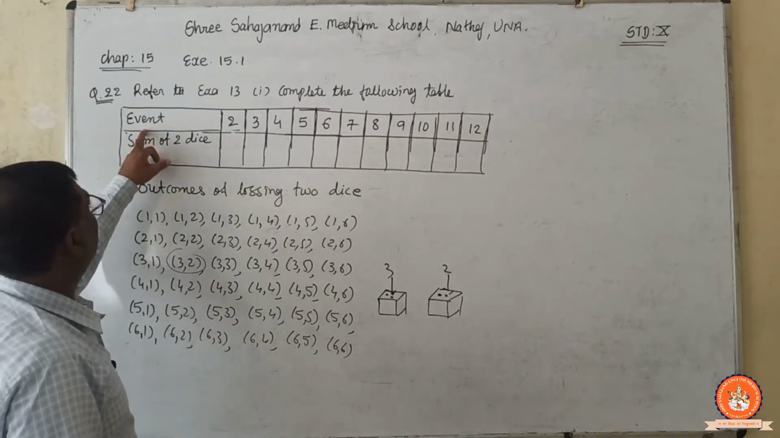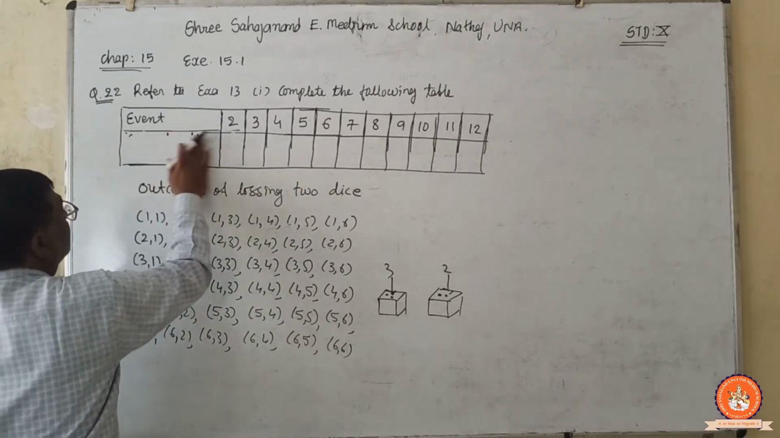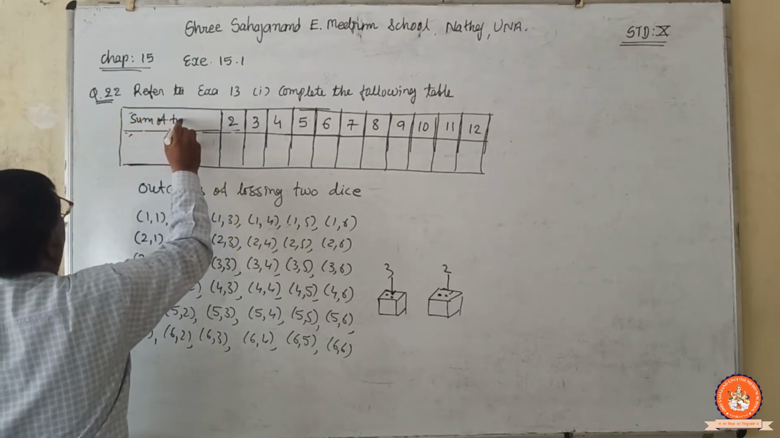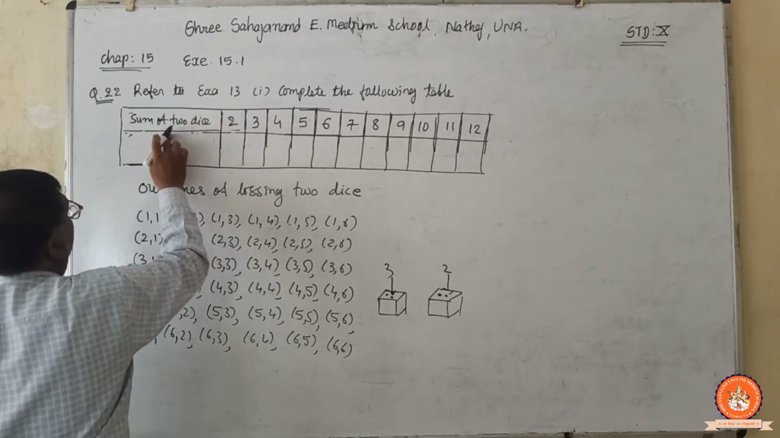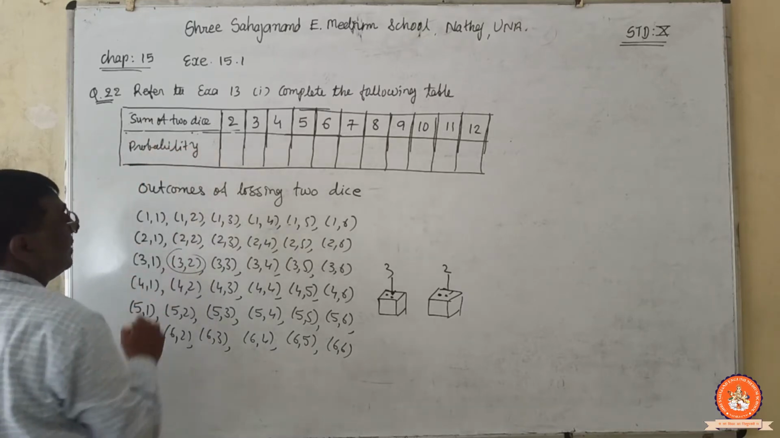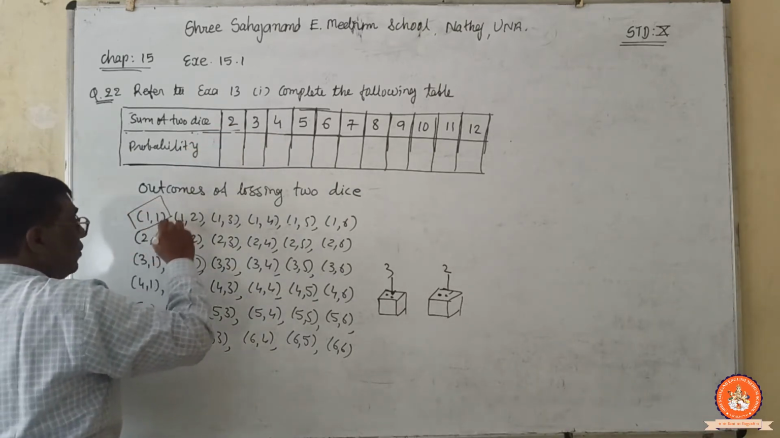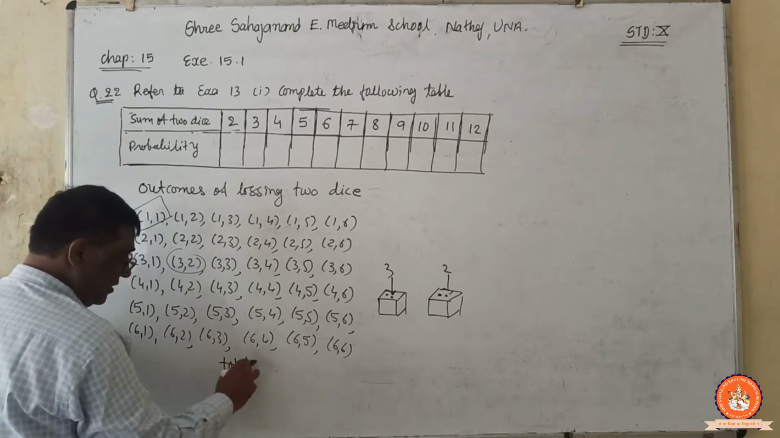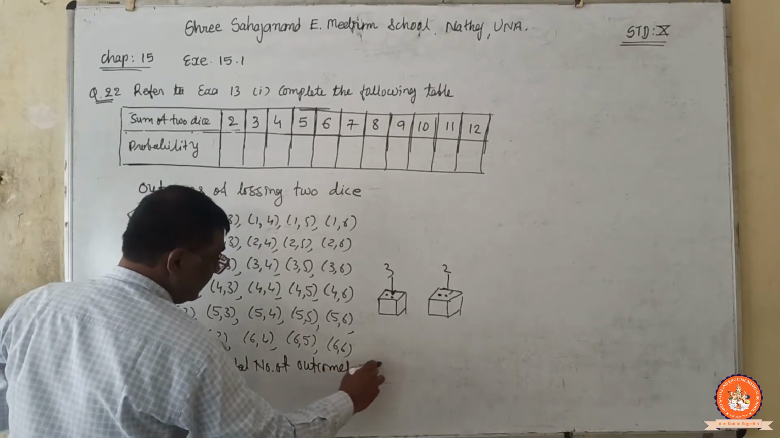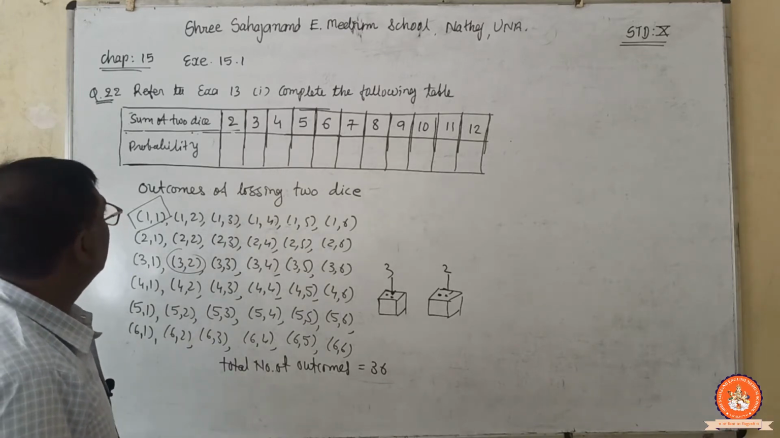Now what is the event? The event is the sum of two dice, and its probability here. Okay, so sum of two dice equal to 2 is the only one outcome out of 36. So the total number of outcomes is 36. You know that it's 6 by 6. There are 36 outcomes.